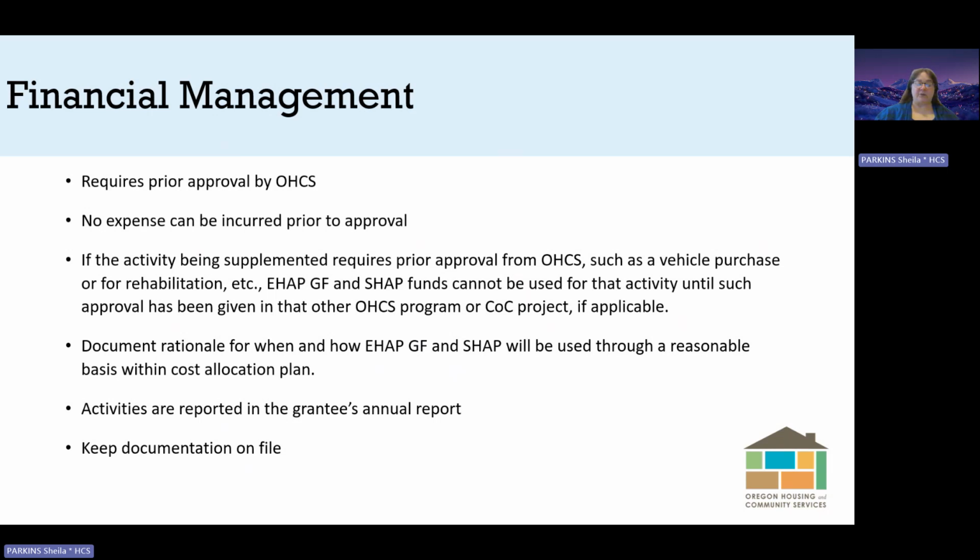Subgrantees must document their rationale for when and how EHAP, General Fund, and SHAP will be used to supplement the cost of other OHCS programs or COC projects through a reasonable basis within their cost allocation plan. Activities related to the supplemental use of funds are required to be reported in the grantee's annual report, and documentation must be kept on file of the cost allocation plan that details the use of the EHAP General Fund and SHAP funds in this manner.